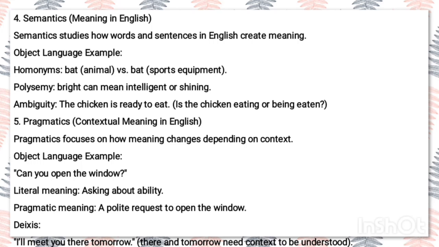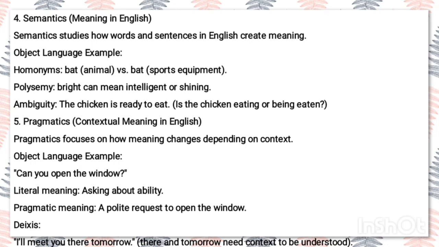Next one is polysemy. Some words in English have multiple meanings depending on the context. For example, bright can mean both intelligent, she is a bright student, and shining, the sun is bright. Next one is ambiguity. Some sentences in English can be interpreted in more than one way. For example, the chicken is ready to eat could mean the chicken is prepared to be eaten or that the chicken itself will eat. Next one is pragmatics.